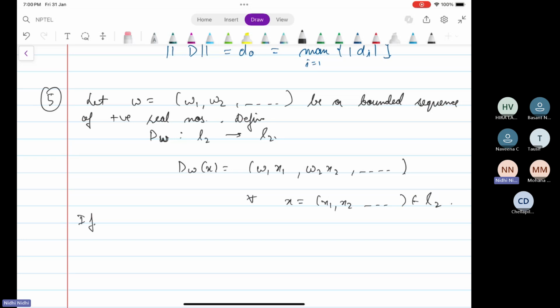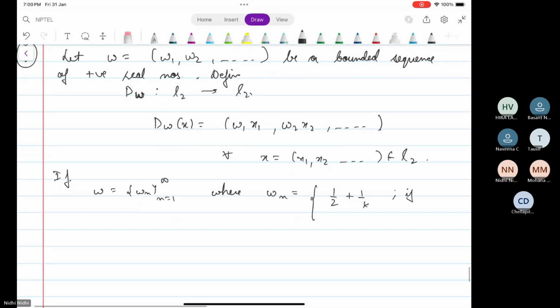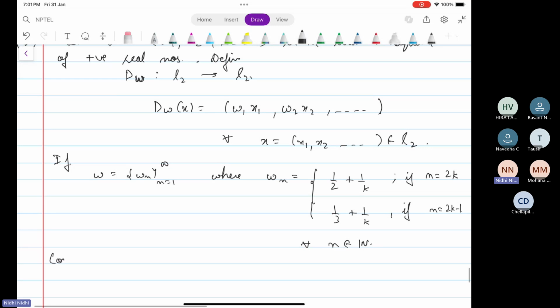If I take this w to be the sequence w_n, n from 1 to infinity, where w_n is equal to 1 by 2 plus 1 by k if n is equal to 2k, and this is equal to 1 by 3 plus 1 by k if n is equal to 2k minus 1, then for every n in N, compute the norm of D_W inverse. Can you first see what D_W inverse will be? We have seen earlier that for some specific w, this D_W inverse was not even well defined. So can you check that for this w we can find D_W inverse?